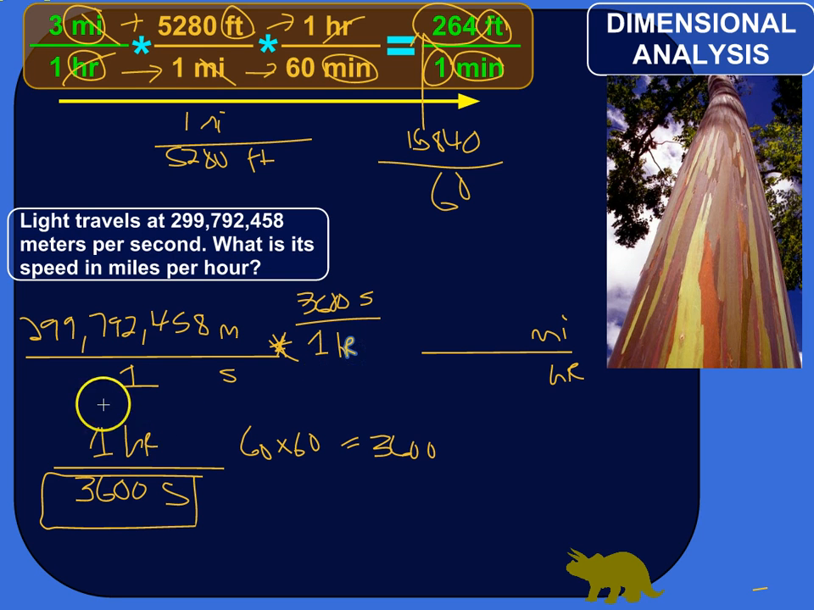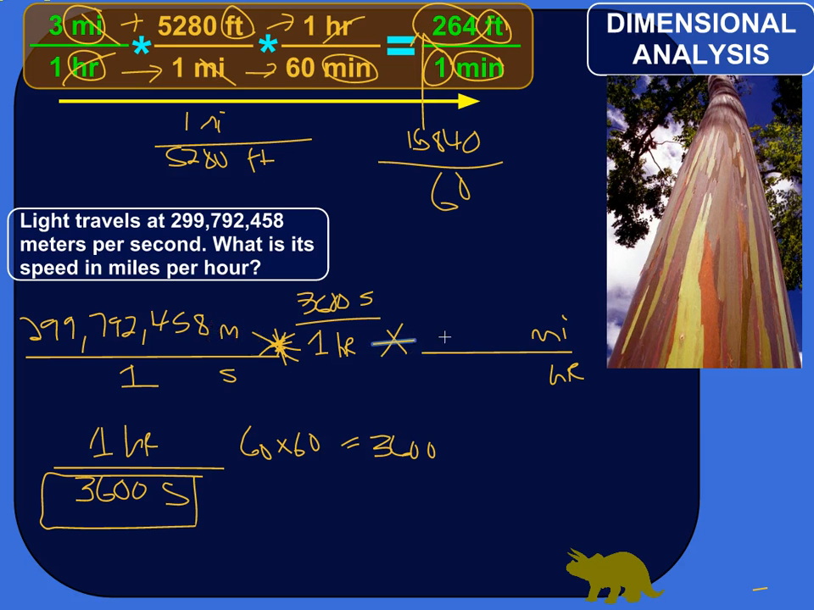Now, we could have started with what's 1 second? How many hours is 1 second? But it'd be some kind of weird decimal, right? So I didn't want to do that. As long as you've got some kind of ratio that is true, that'll work as a conversion factor. So we've got 3,600 seconds in 1 hour. That'll work for converting seconds into hours. All right, now we need to multiply it by a conversion factor that turns meters into miles.